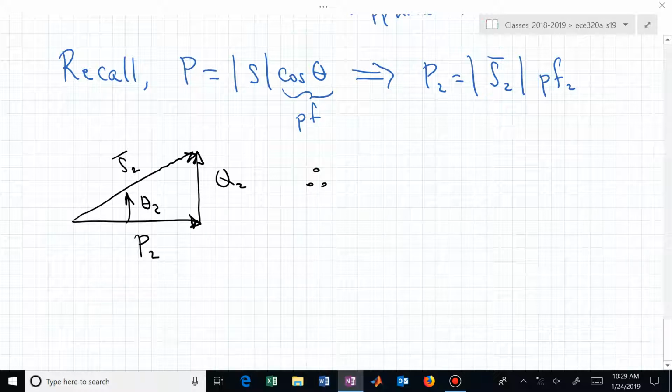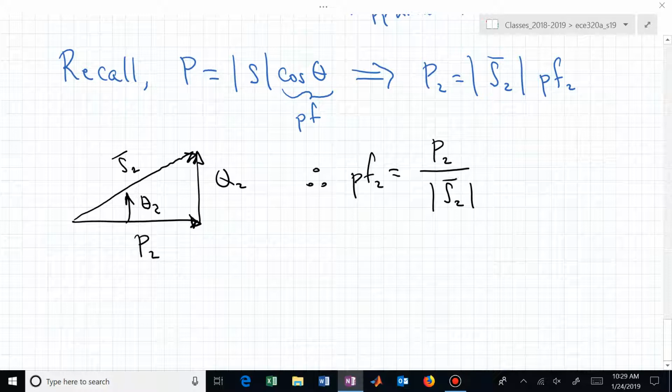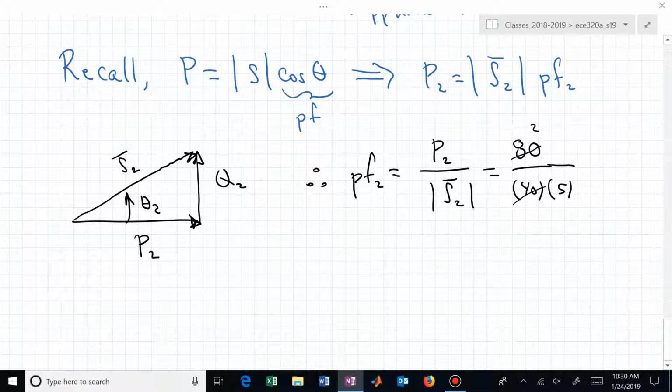So now from this real power expression, we can solve for the power factor of load 2. The power factor of load 2 is P sub 2 divided by the apparent power of load 2. And we were given the real power, that was 80, and we can compute the apparent power, that was the magnitude of the voltage times the magnitude of the current of load 2. This is nice. So now we have that our power factor of load 2 is 2/5, or 0.4.